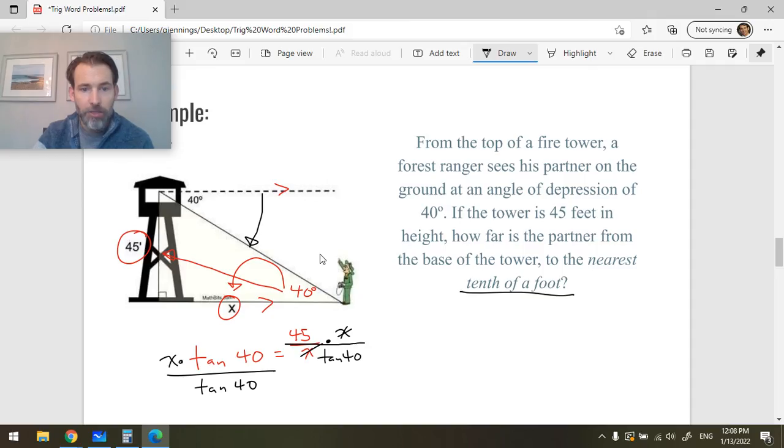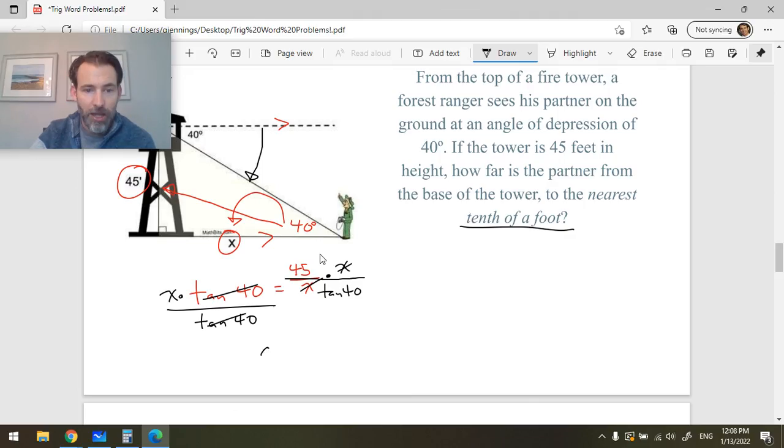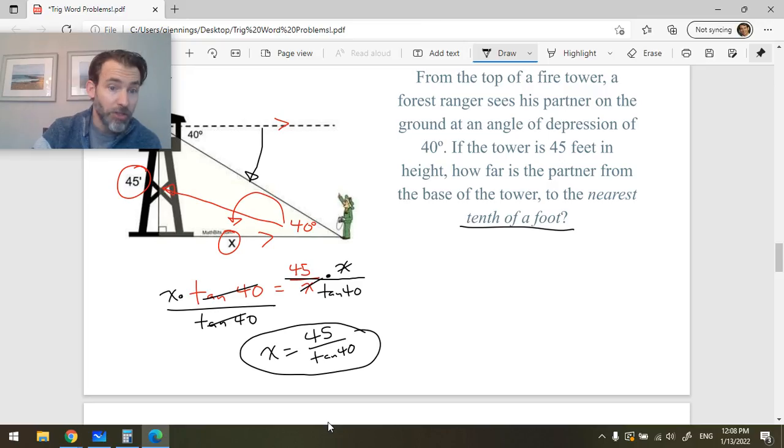All right, these x's are gone, and these cancel on this side. So now all I need to solve is x equals 45 divided by tan 40. This is what I punch on my calculator to solve this question. There's extra doing when your unknown is on the bottom. First, move it to the top on the other side of the equation, and then move this tangent 40, which is just a number, to the bottom on the other side.